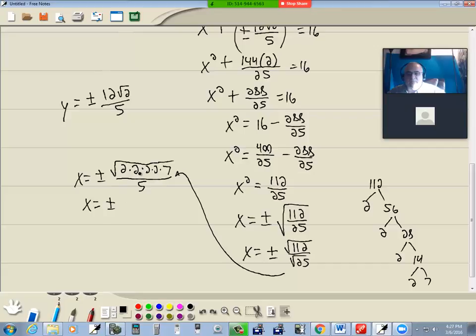So then we got a pair of 2's here, a pair of 2's here, so that gives us 4 square root of 7 over 5, assuming I didn't make a basic math error. So then we got plus or minus 4 square root of 7 over 5, and then for our y value, we have plus or minus 12 square root of 2 over 5.